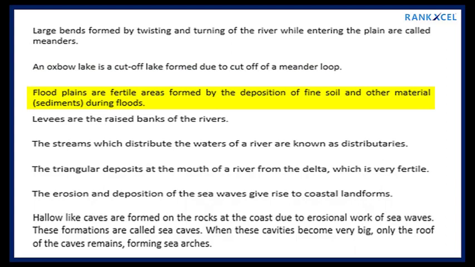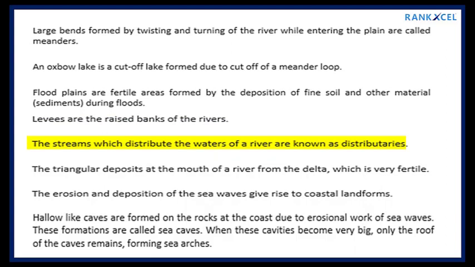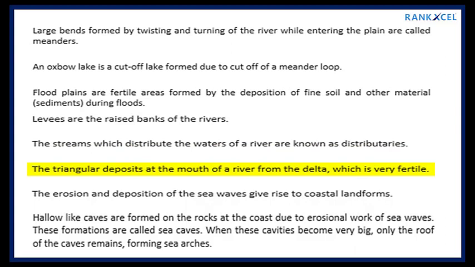Floodplains are fertile areas formed by the deposition of fine soil and other material, sediments, during floods. Levees are the raised banks of the rivers. The streams which distribute the waters of a river are known as distributaries. The triangular deposits at the mouth of a river form the delta, which is very fertile.